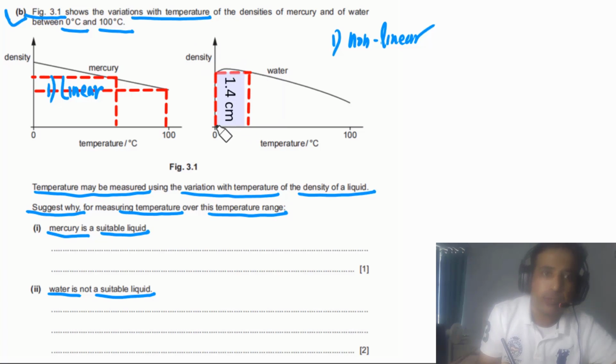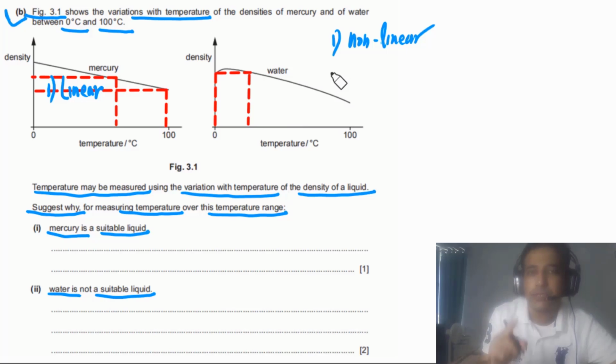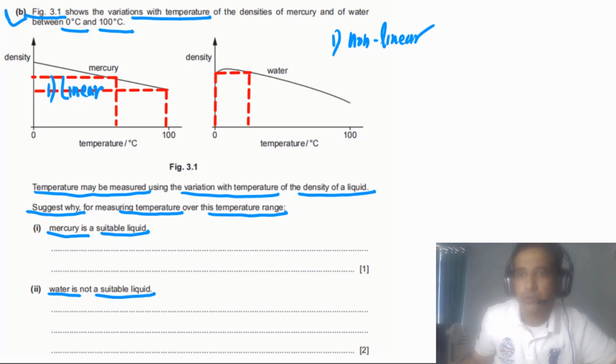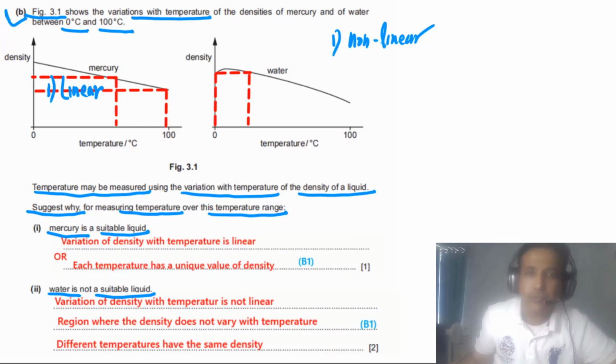And at this point you can see we have two values of temperature and we have one value of density, and also this is non-linear, so this is not a suitable liquid. So these 2 points we have to mention, and this has 1 mark and 2 marks. Let me show you how you can write down your answer. So in your answer you can talk about these points.